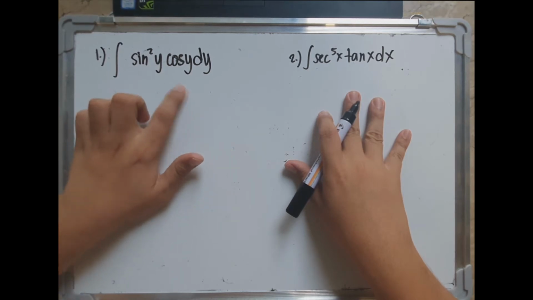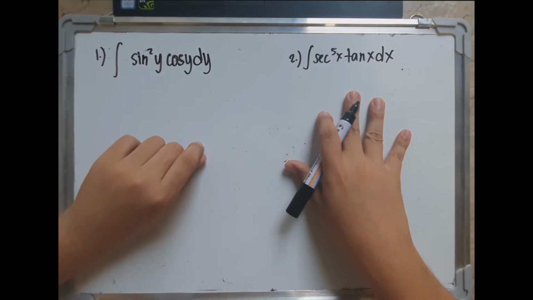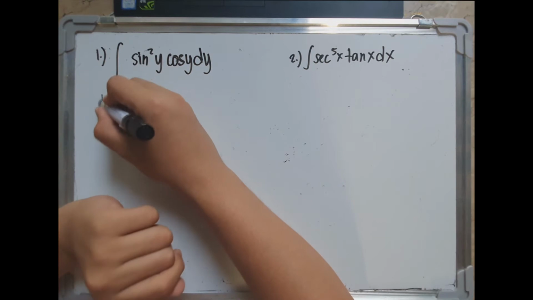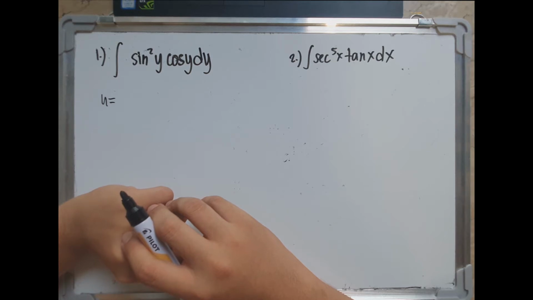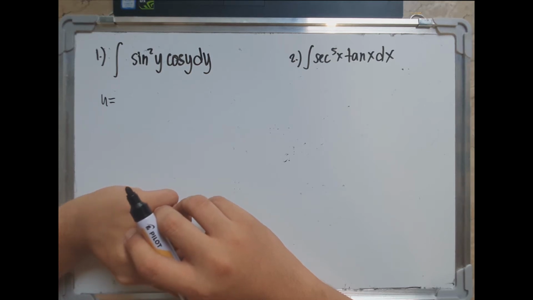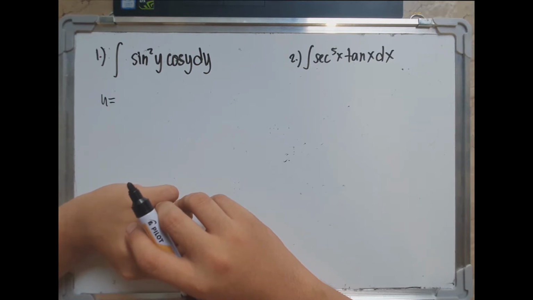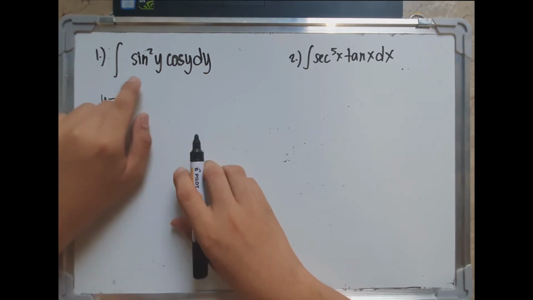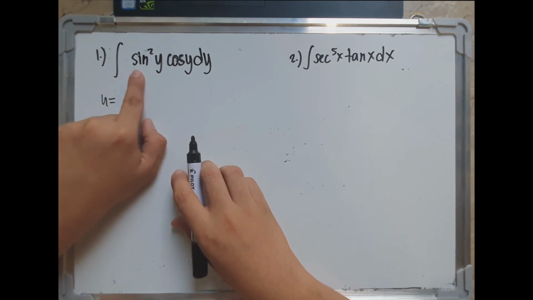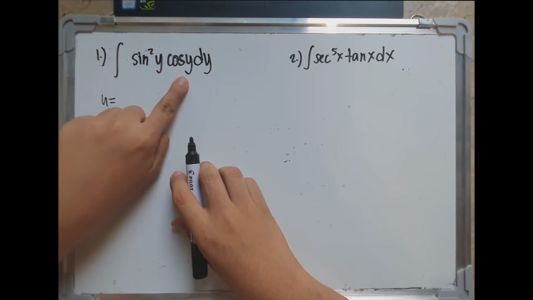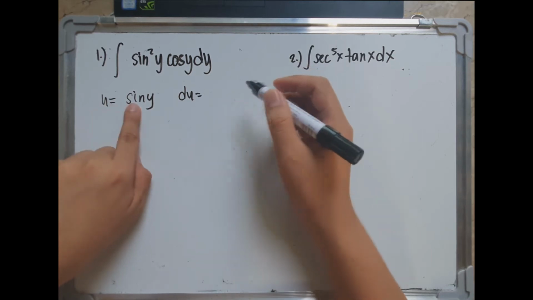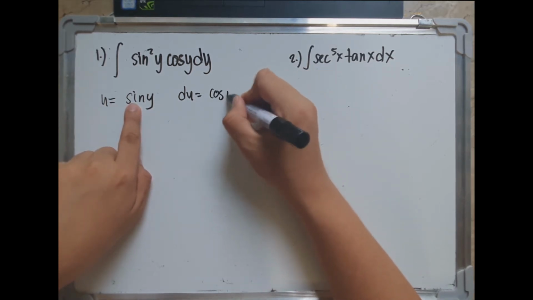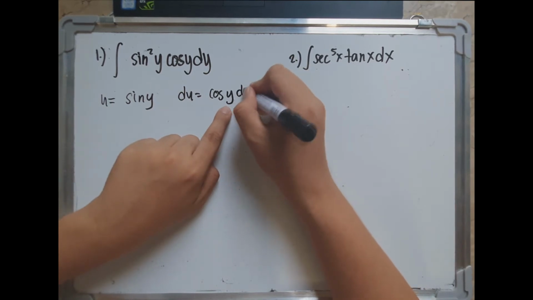Now, pertaining to this topic, again, we will be selecting what will be the u and the du from our integrand or from our problem. So we have to set what will be the u, selecting the one that has an exponent so that we could use the power rule. We have sine squared y instead of cosine y. So u is sine y, what will be the du? The derivative of sine is cosine y, times the derivative of y, which is the dy.